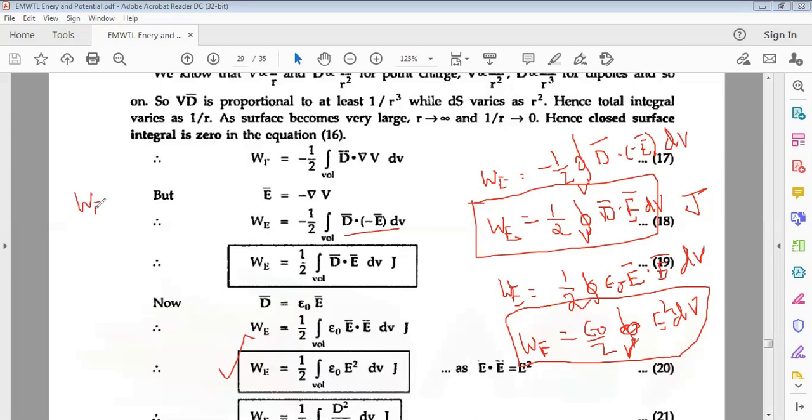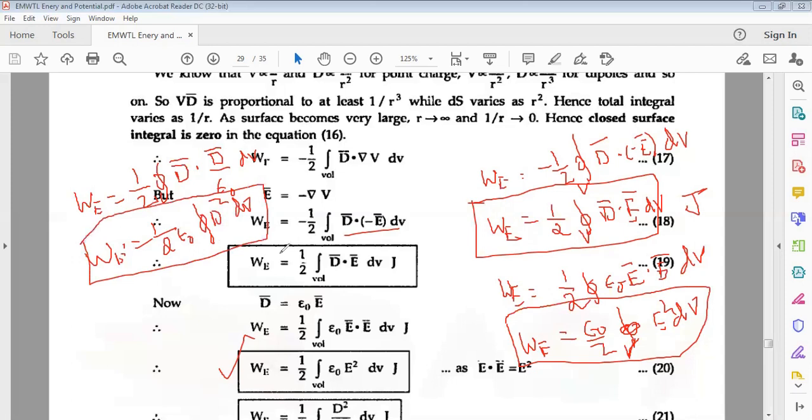Otherwise, you can substitute E bar in terms of D bar. W is equal to 1 by 2 the volume integral of D bar dot E bar, where E bar is equal to D bar by epsilon naught, so W is equal to 1 by 2 the volume integral of D square by epsilon naught into dv. So this is the energy stored in terms of D bar and E bar, in terms of E, and in terms of D. Got it, my students?